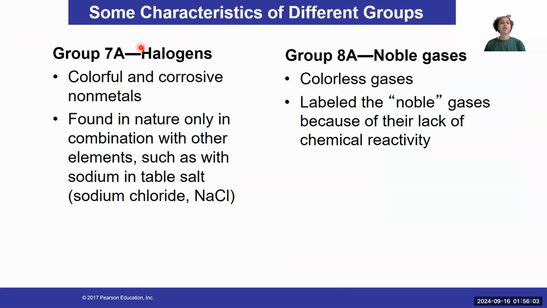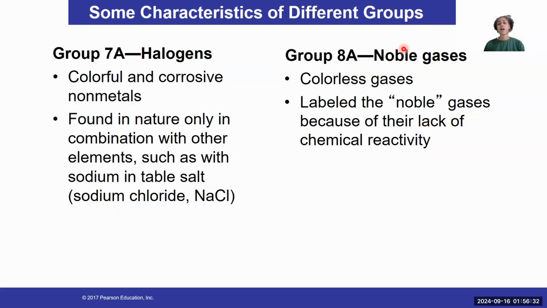Group 17 are the halogens, and these are non-metals. They're corrosive, and they will generally be found in compounds with those elements that are found in group 1 and group 2. They're often found in salts made with metals, and they're also found in compounds made with other non-metals.